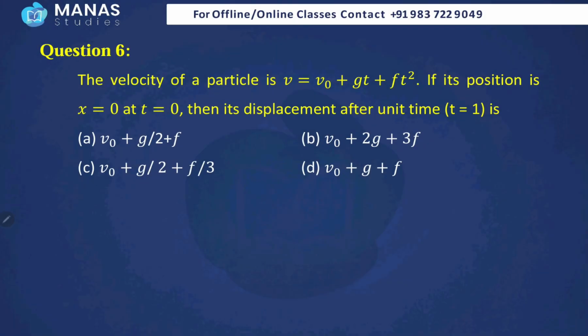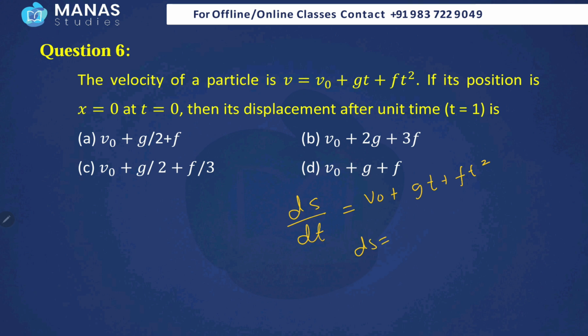The velocity of a particle is v equal to v naught plus gt plus ft squared. Its position is x equal to 0 at t equal to 0. Its displacement at time t equal to 1? So when the velocity is given and we need to calculate displacement, what will we do? We can write ds upon dt is equal to v naught plus gt plus ft square.